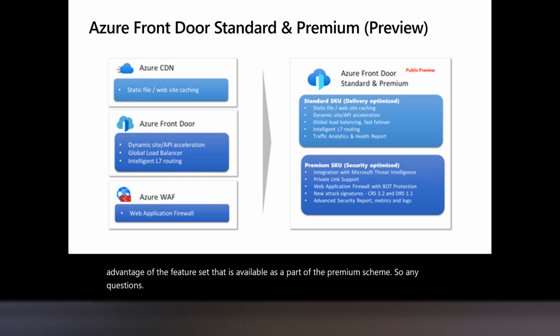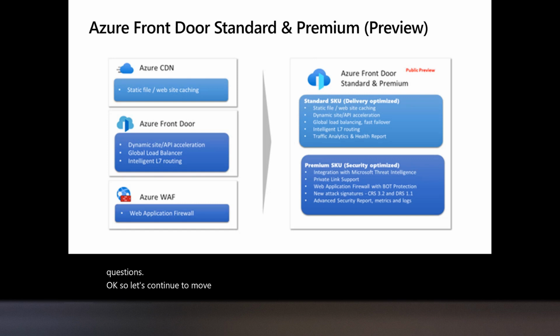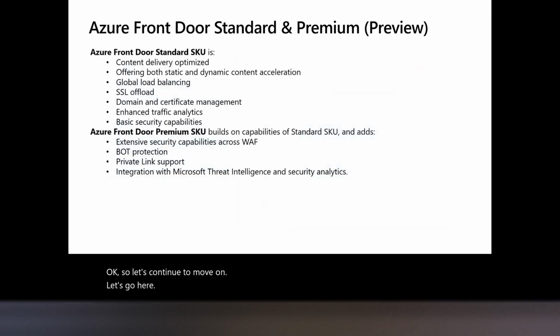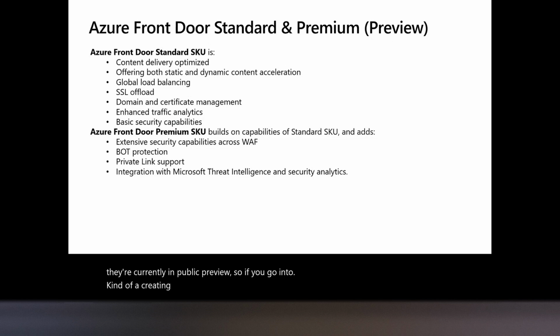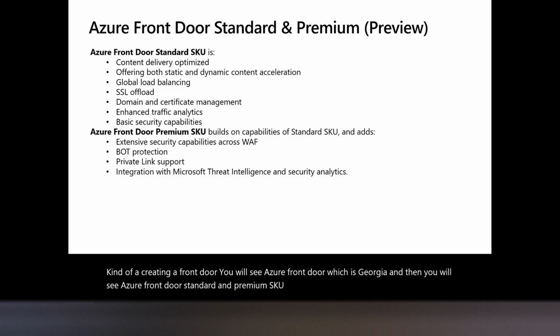Okay, so let's continue and move on. Okay, so this is a quick summary of Standard and Premium SKU. Just keep in mind, they're currently in public preview. So if you go into creating a Front Door, you will see Azure Front Door, which is GA, and then you will see Azure Front Door Standard and Premium SKU, which are in public preview. Okay, so just keep in mind that you will have to use that preview at the moment if you wanna play with this stuff.